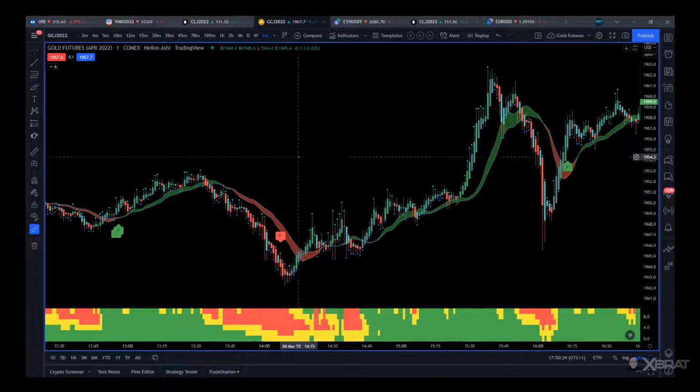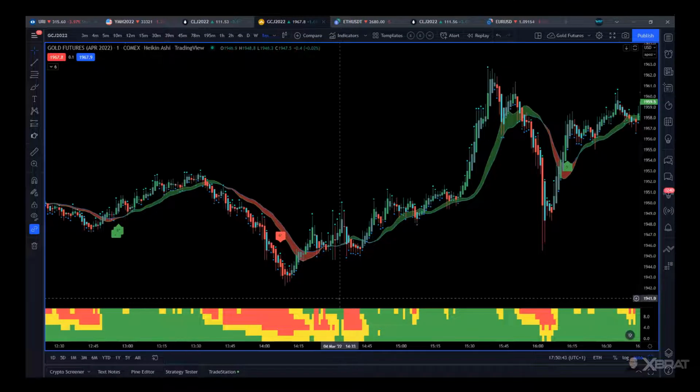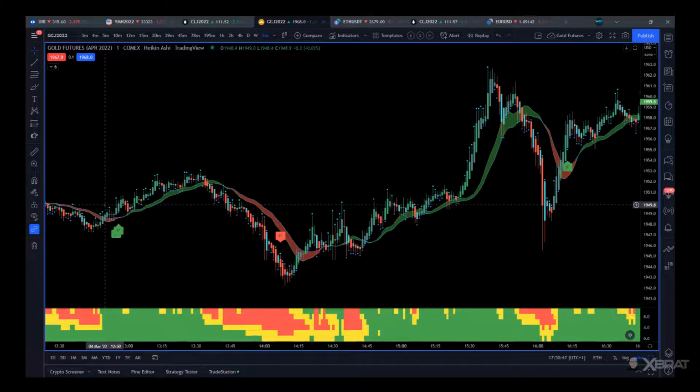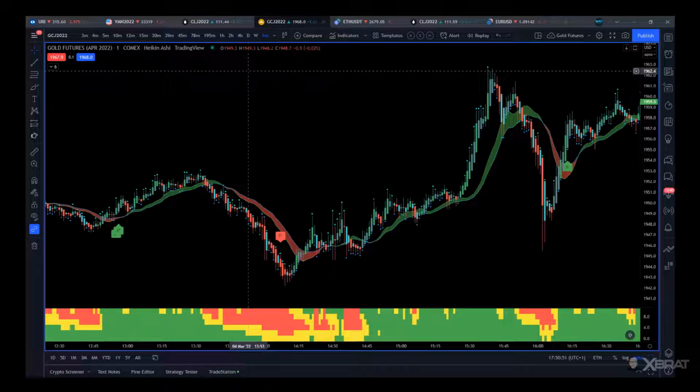Really, we're looking at the xBrat algo and then the manager to manage trades, but moreover a little bit of a tutorial using our bias depth heat map here. So it's on the scalping settings. We have settings for scalping, day trading and swing trading. This is gold on the 1 minute.